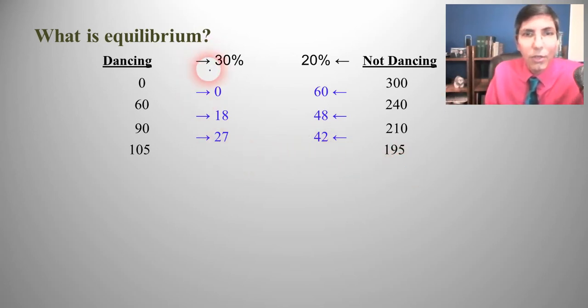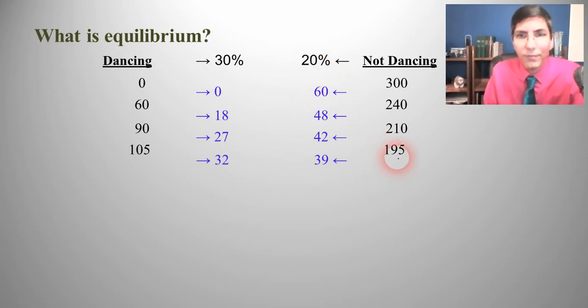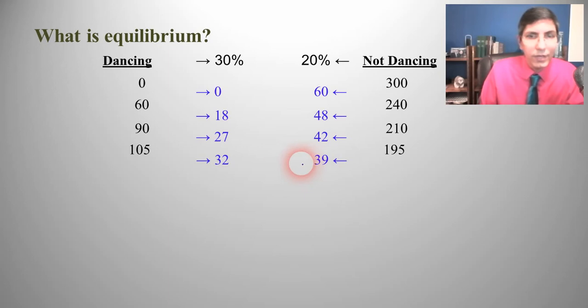After this song, 30% of the dancers are going to sit down. So 30% of 105 is 32. And then 20% of 195 will get up and start dancing. That's 39. So we can subtract and see that the net change is plus 7 in the direction of the dance floor. So the people that are dancing will go up to 112, and the not dancing goes down by 7, so down to 188.